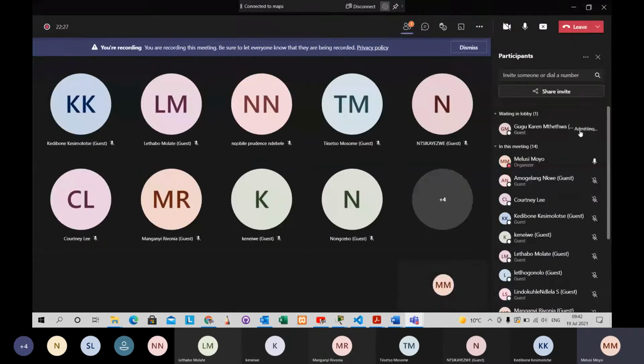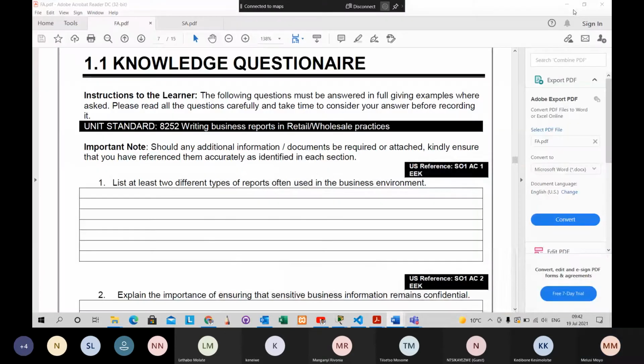Okay, everyone is in Google. Let me explain. All right, so we're back to this module. It says list at least 2 different types of reports often used in the business environment. Can you see this material that I'm on now? Knowledge questionnaire. Does that appear on your screen? Yes. Okay, cool. So list at least 2 different types of reports often used in the business environment.